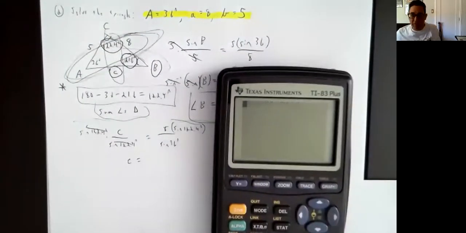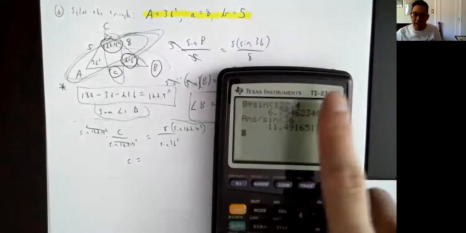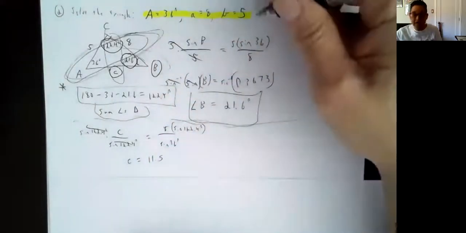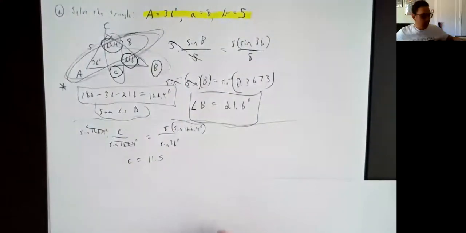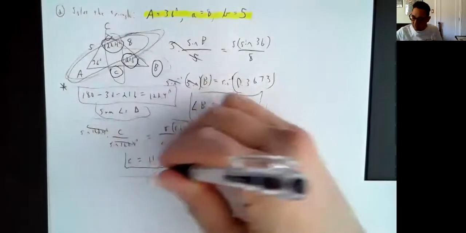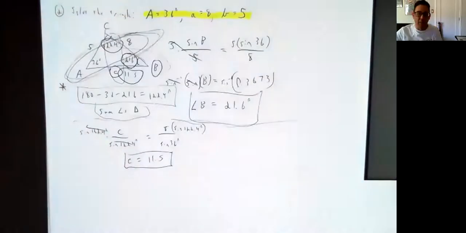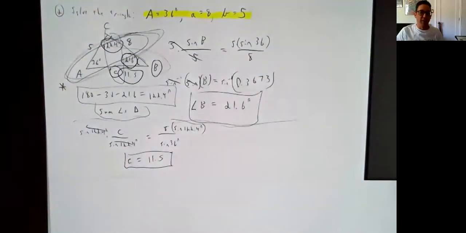So we just hit the calculator for everything. So 8 times the sine of 122.4 divided by the sine of 36. And I get 11.5 when I round that off. So 11.5, and they did not give units this time. So if they don't give units, then that's fine. Sometimes they don't, right? So that side of the triangle is 11.5. So there's your final answer. So we have solved that triangle.